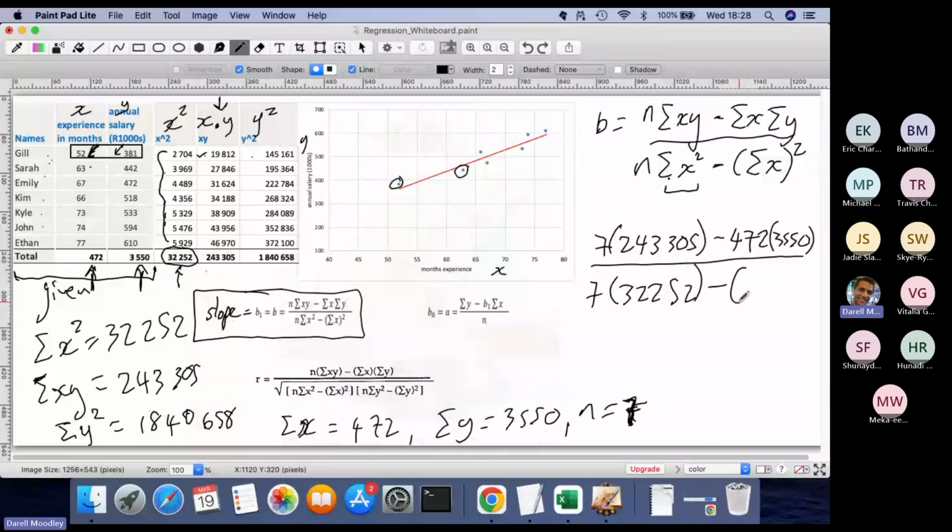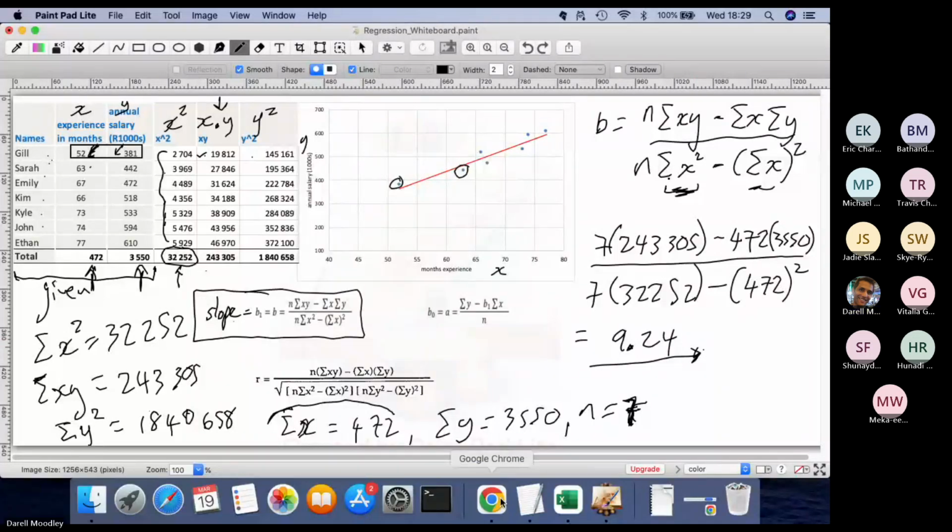minus, now this term, don't confuse this with this, they're not the same. This is your sum x, which is this. This is your 472 raised to the power 2. That's what you should put in your calculator. If you've done it, you should get an answer of 9.24 rounded to 2 decimal places. It's about 9.239 something, but this is it rounded to 2 places.